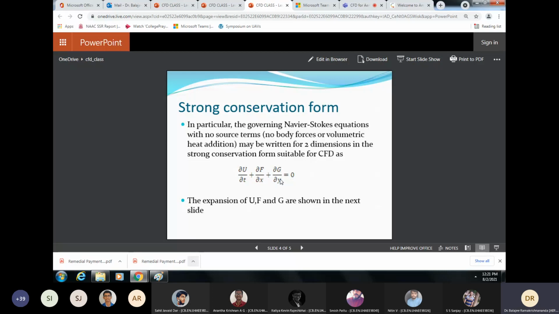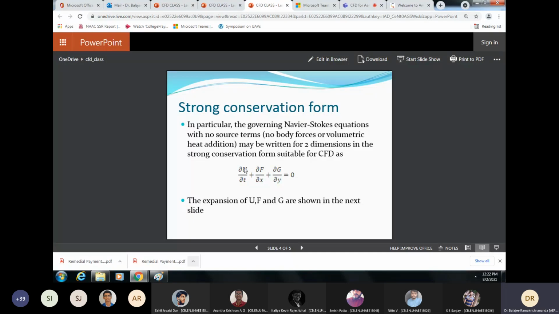You just have dou U by dou t, where U is a vector, an n-dimensional vector. Okay. For example, we will look at the next one. Use the vector of independent variables, or we can also put it as a matrix of independent variables, plus dou F by dou x plus dou G by dou y is equal to 0. Now all you have to do, this is a very simple thing to remember: dou by dou t, dou by dou x, dou by dou y, U, F, G.